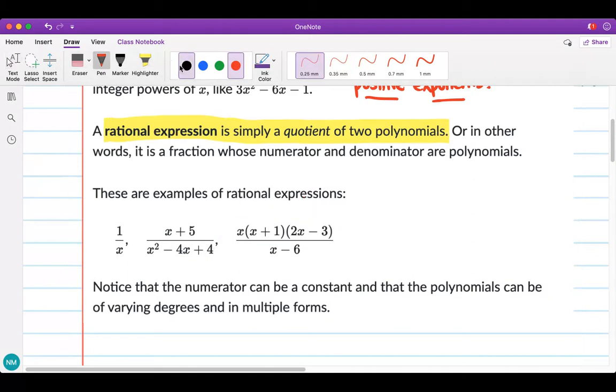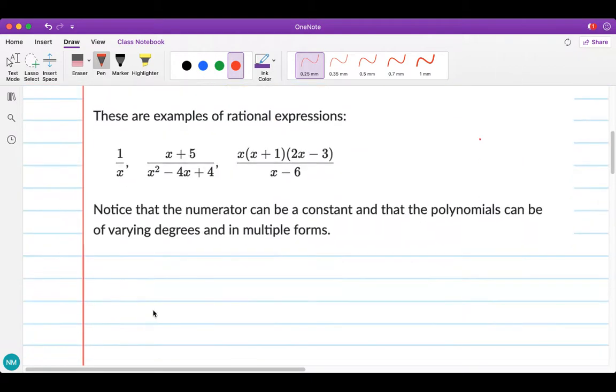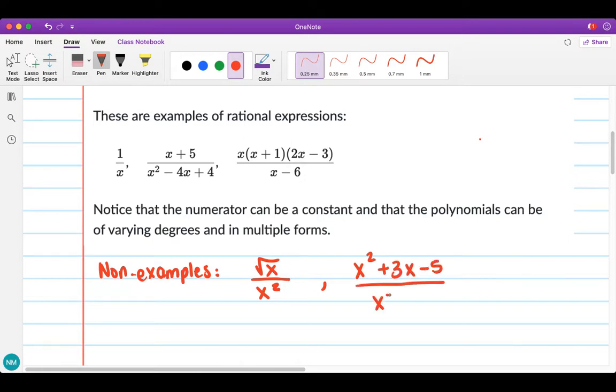So also, let's talk about non-examples. I'll write it here. Non-examples. So what would a non-example be? The square root of x over x squared. Non-example, because the square root of x is not a polynomial. Another non-example would be x squared plus 3x minus 5 over x to the negative 4 plus 8. Negative exponent, not a polynomial.